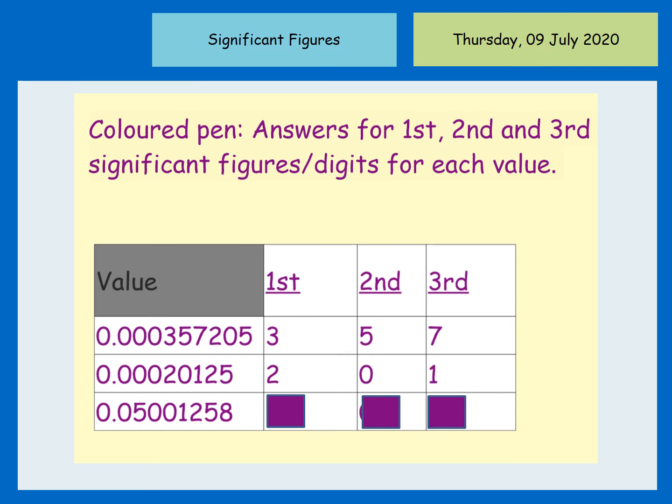Finally, the third question there, we have 0.05 and so on. Now, the first and second 0 don't have any value. They are not counted as significant figures, which means that 5 is our first significant figure. The number that comes straight after that is a 0, which does have a value. So that is our second significant figure. And the same for the next 0, which is our third significant figure, which means the fourth would be 1, fifth would be 2, sixth would be 5, and seventh significant figure would be an 8.